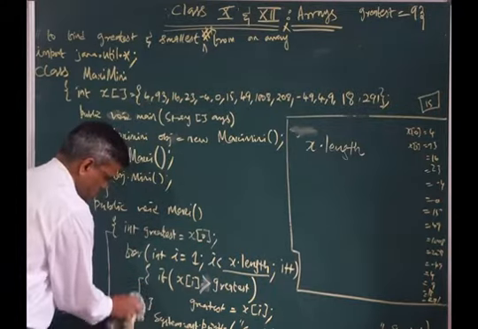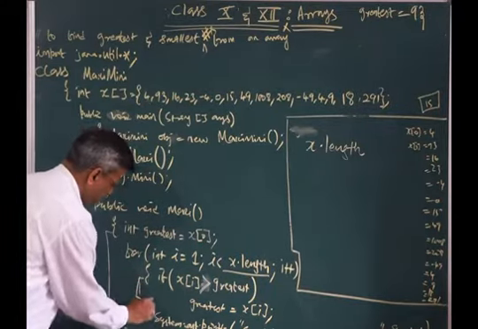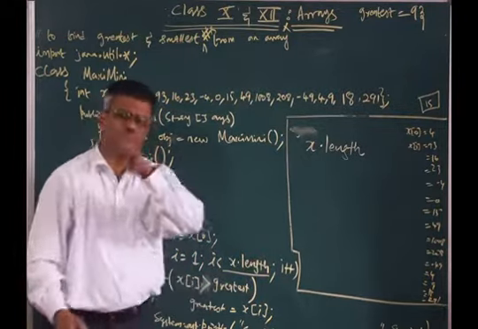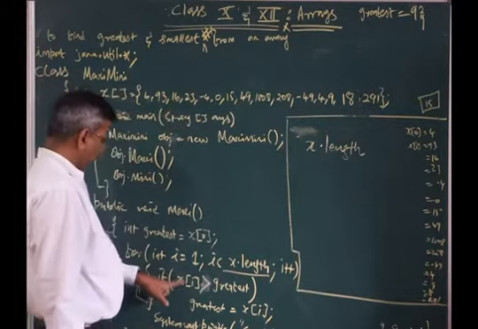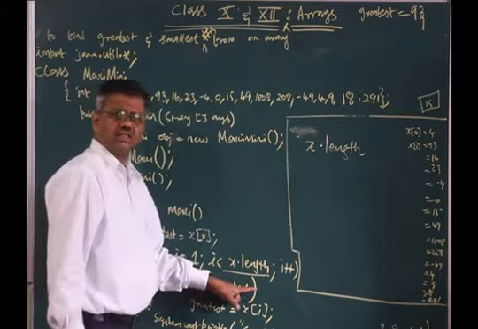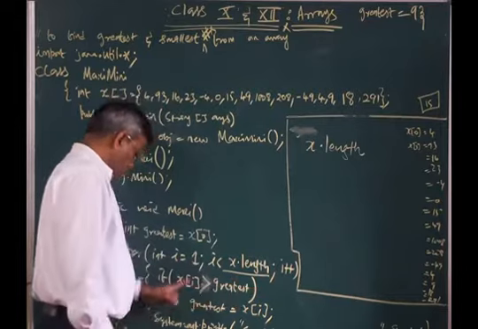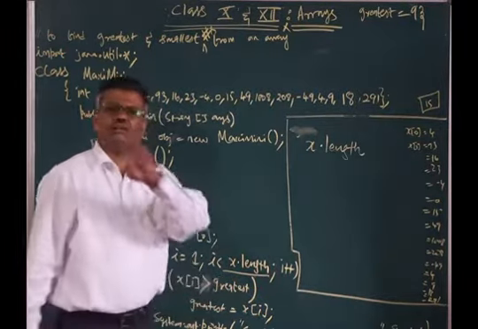Next, the I value will be 2. What is x of 2? X of 2 will be 16. Is 16 greater than 93? No, so it won't be stored there. Again we go. Next, the I value will be 3.